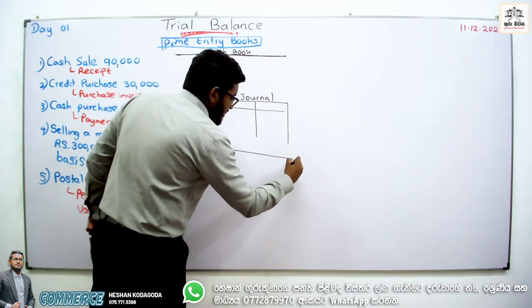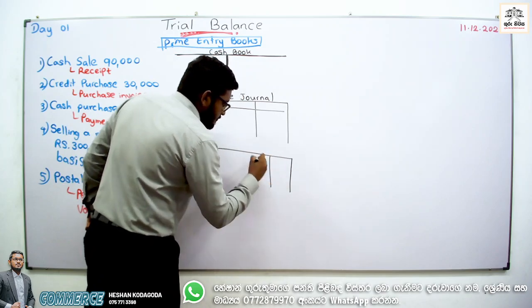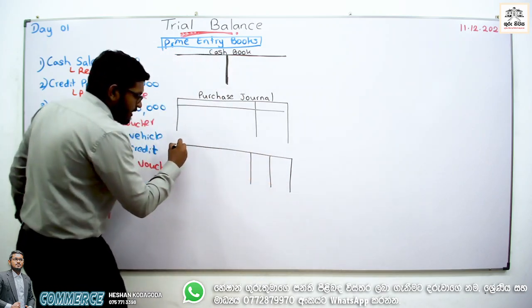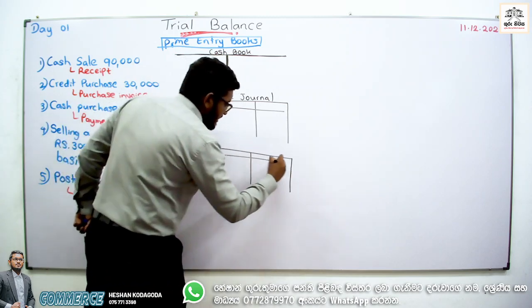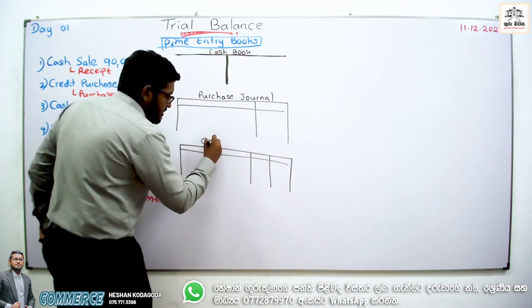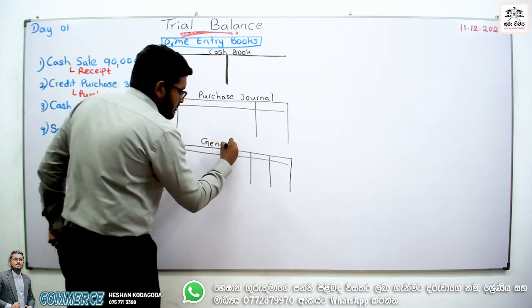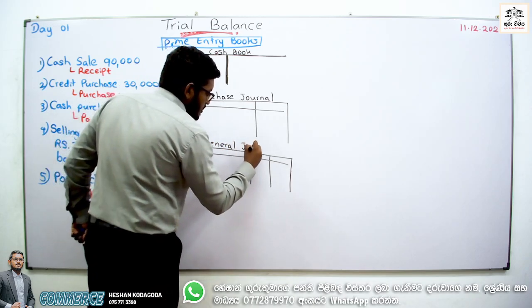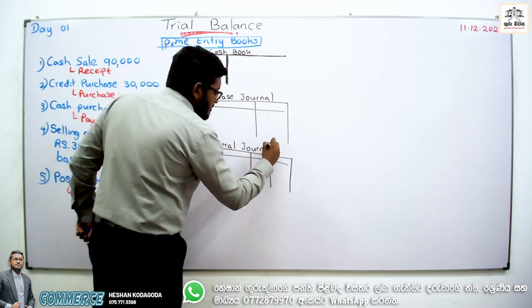You know, we need the general journal. So we're not using the full format. You know, we need debit and credit. So this is the general journal. Is it clear to you guys? This is the general.